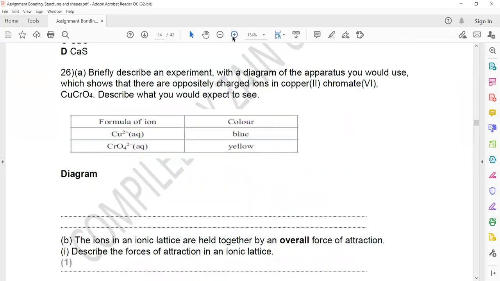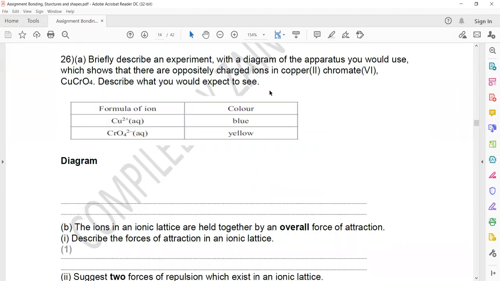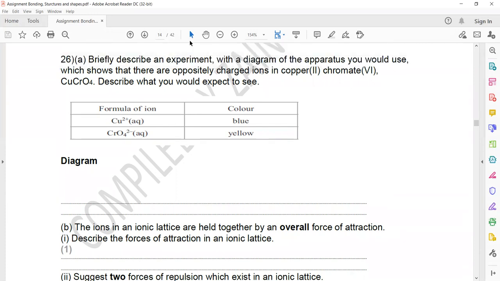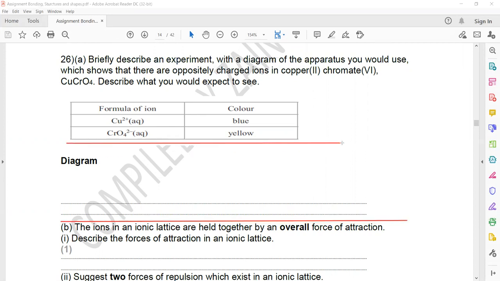In question 26a, briefly describe an experiment with a diagram of apparatus you could use to show that there are oppositely charged ions in copper(II) chromate. Copper ion is blue in color and chromate ion is yellow in color. So what we can do to show this is use electrolysis.